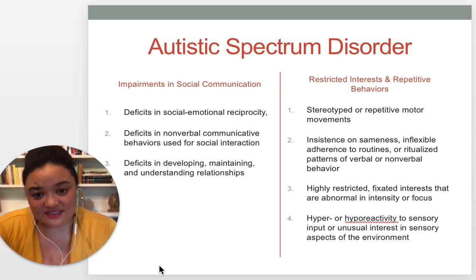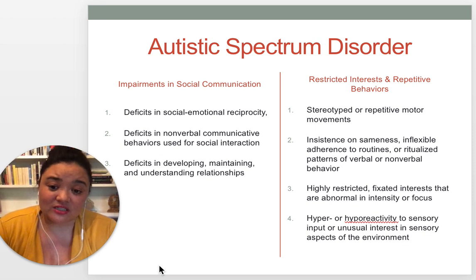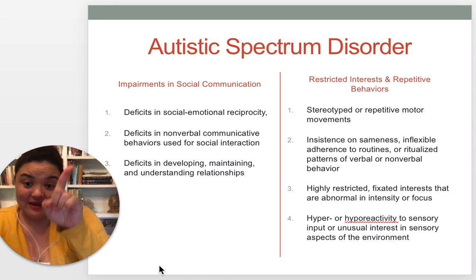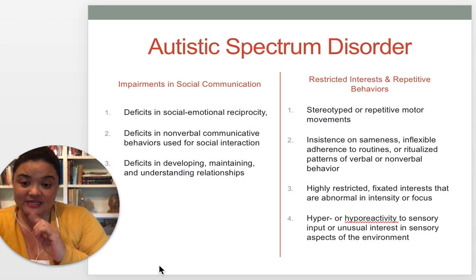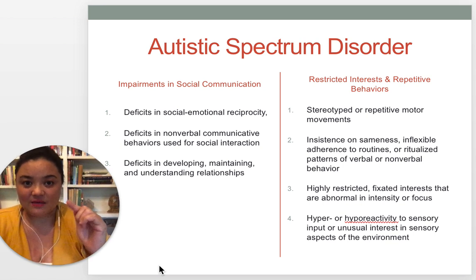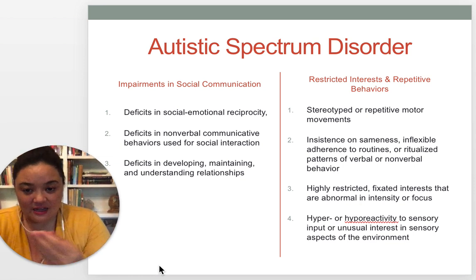Next is deficits in nonverbal communicative behaviors that are used for social interaction. So, common things might look like poorly integrating verbal and nonverbal communication. Oftentimes, individuals with autism may use gestures. They may point and say, look over there. But whereas we're able to integrate our verbal speech and our nonverbal communication pretty seamlessly, for individuals with autism, it oftentimes looks separated. They will either use gestures or use language, but oftentimes they have difficulty integrating both seamlessly.